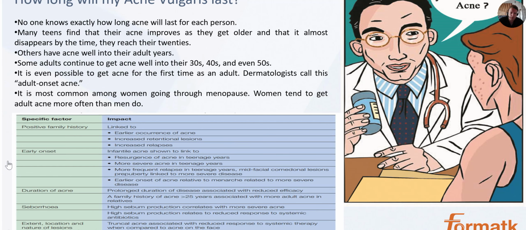If you had early onset, I mean you got it before puberty, then you might have it for longer. Really it tends to be individualized, and we know that women tend to get adult acne more often than men do, but men usually get it even stronger than some of the women, but really it's individualized.